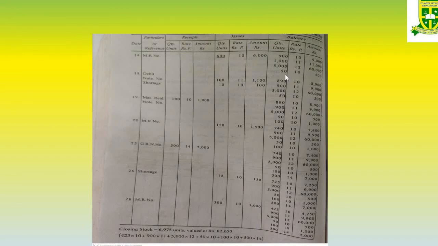So add it. Already 4 stocks are available. Write them down, repeat them again, and add this 100, 10,000 also.